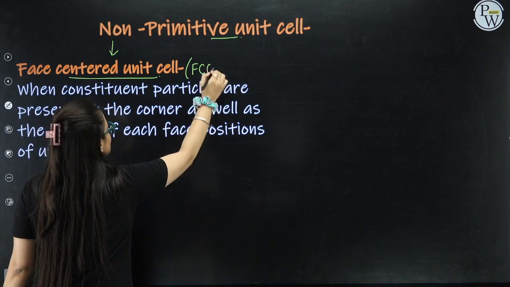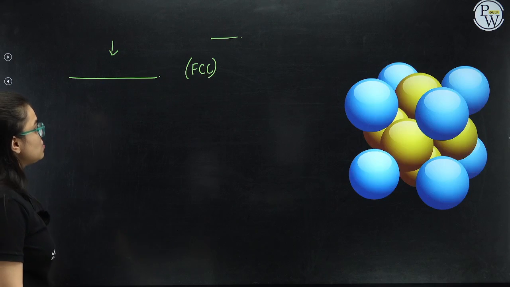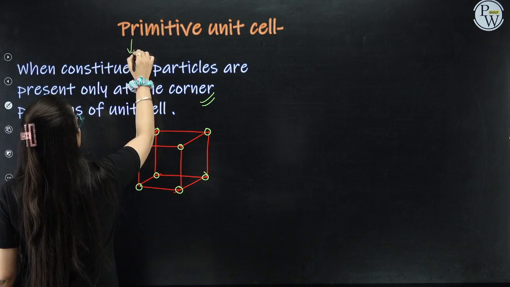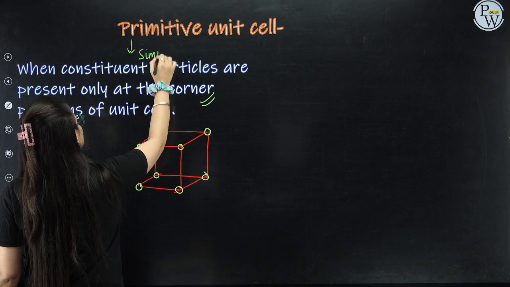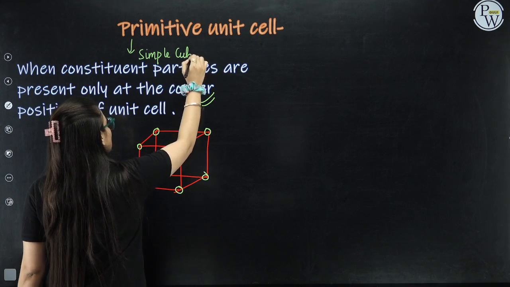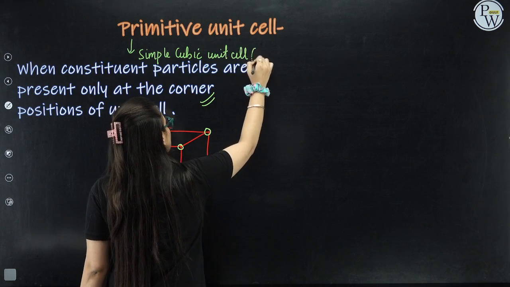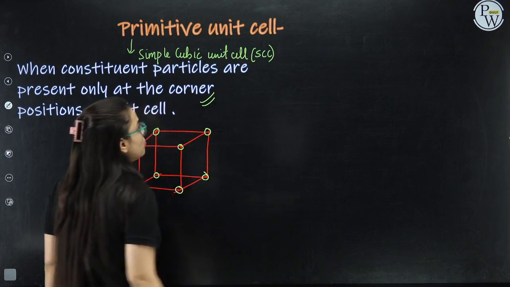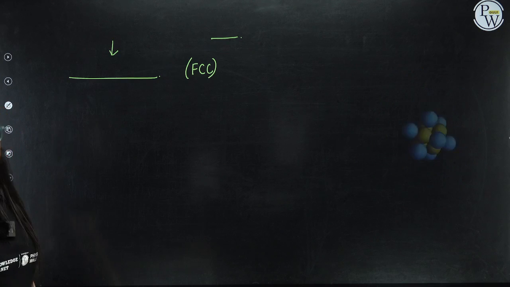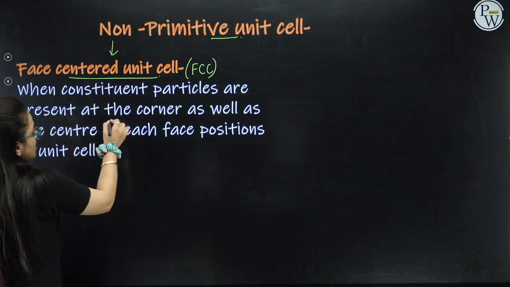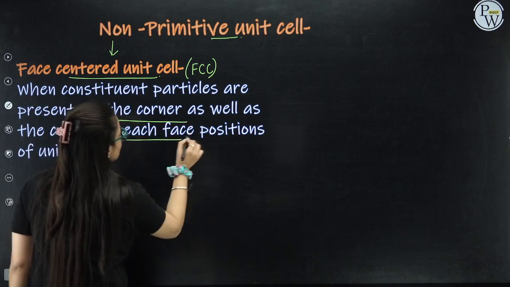So the very first type in the non-primitive unit cell is the face-centered unit cell, also referred to as FCC. One more thing in the previous case, please everybody write down: a primitive unit cell is also referred to as a simple cubic unit cell, SCC. If I talk about the face-centered cubic unit cell, constituent particles are present at the corners as well as at the center of each face.